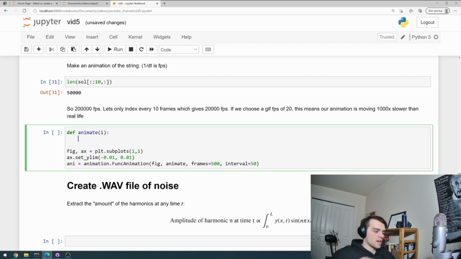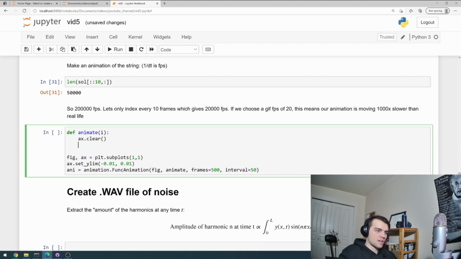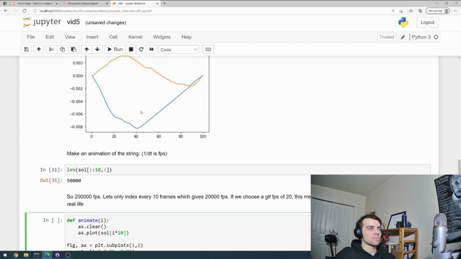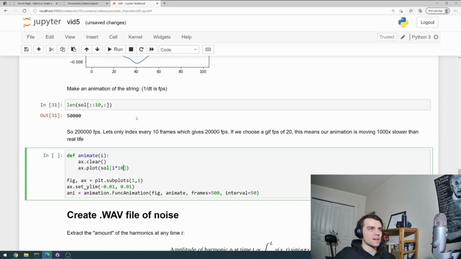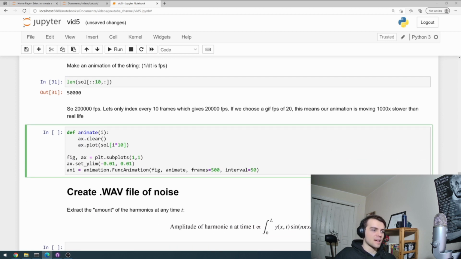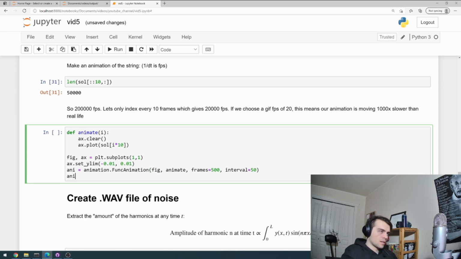The way the animate works is I clear my axis, then I plot, and I'm going to plot, like I said, every 10th snapshot. So there's 20,000 frames per second. I'll plot every 10th snapshot, and I'll just save an animation here. I'll call it string.gif. And I'll use pillow as my writer. And I'll save it at 20 frames per second.